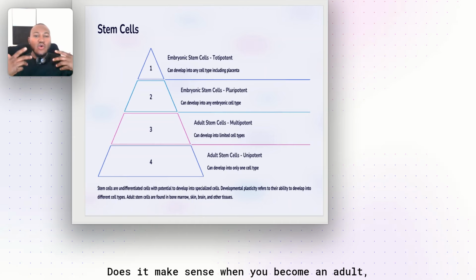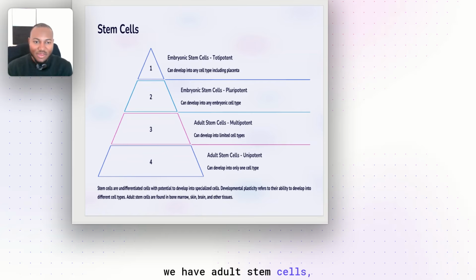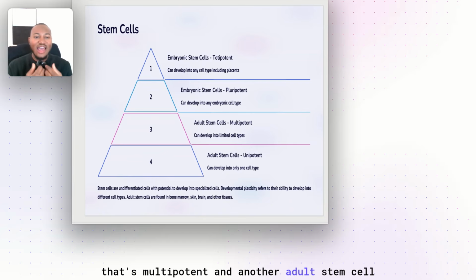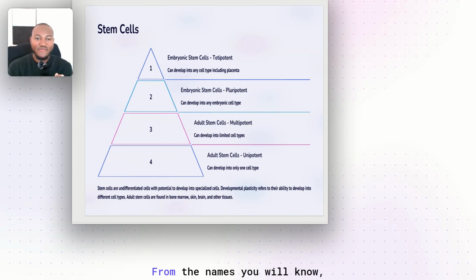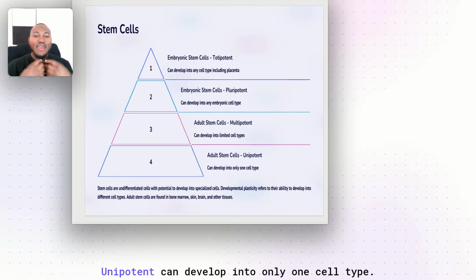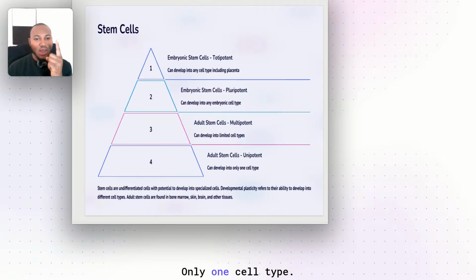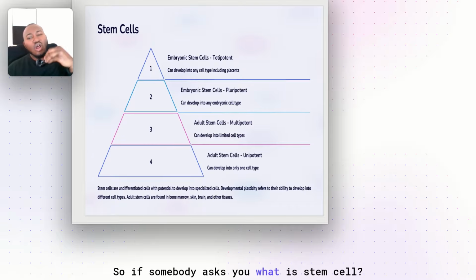Does it make sense? When you become an adult, we have adult stem cells. That's multipotent, and another adult stem cell, which is unipotent. From the names, you will know. Multipotent can develop into limited cell types, right? While unipotent can develop into only one cell type. Only one cell type.